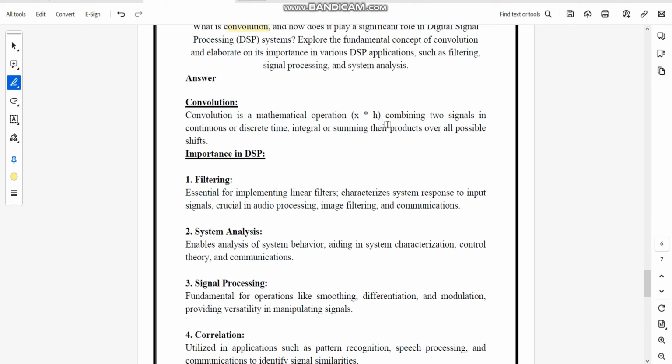In the context of DSP, it has certain applications and importance, which includes filtering. Convolution is fundamental for implementing linear filters. The response of a system to an input signal is obtained through convolution with the system's impulse response. This is essential in applications like audio processing, image processing, and communications.